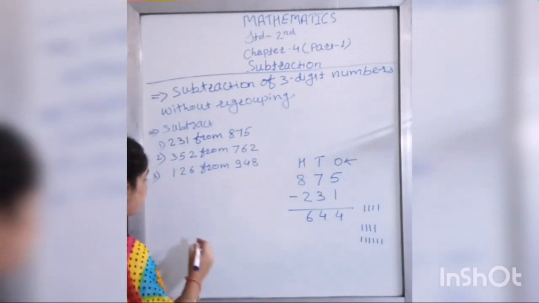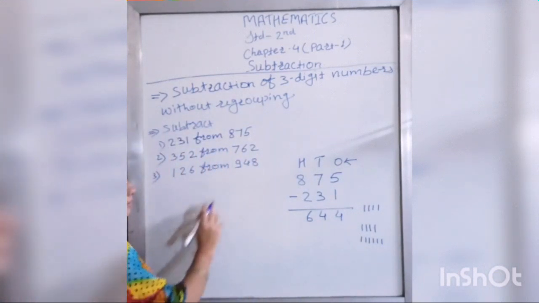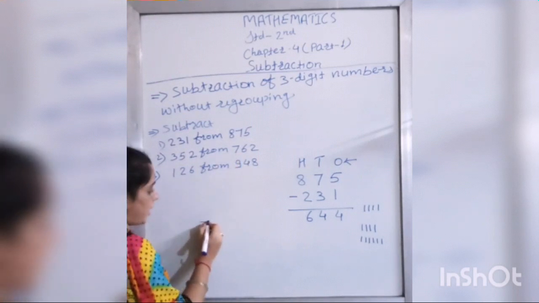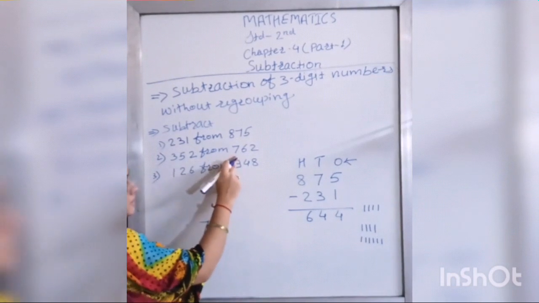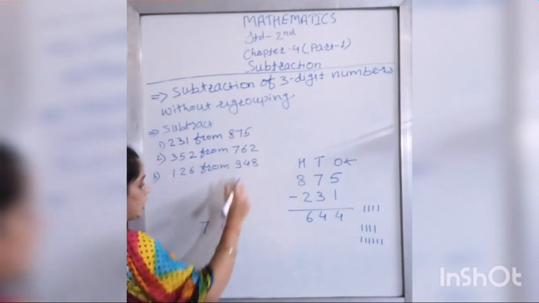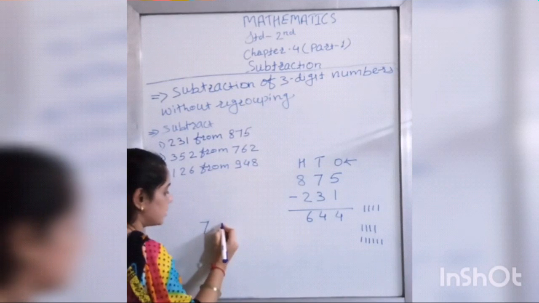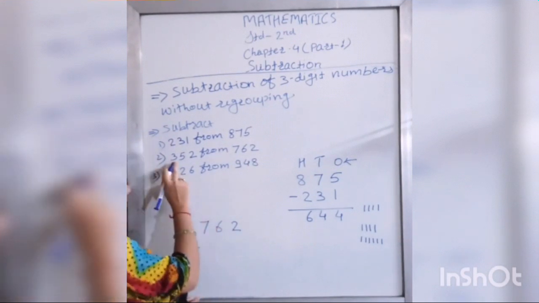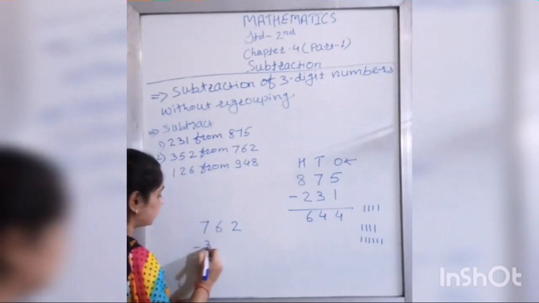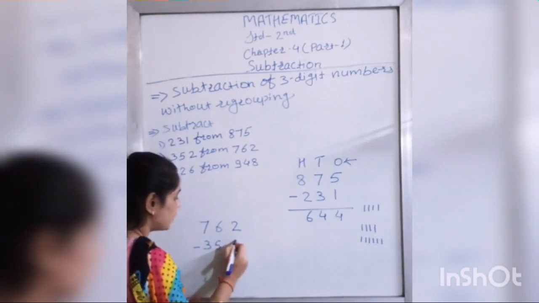See the next example. Which number will you write first here? We have to subtract 352 from 762. So we will write this number first. 762 minus 352.